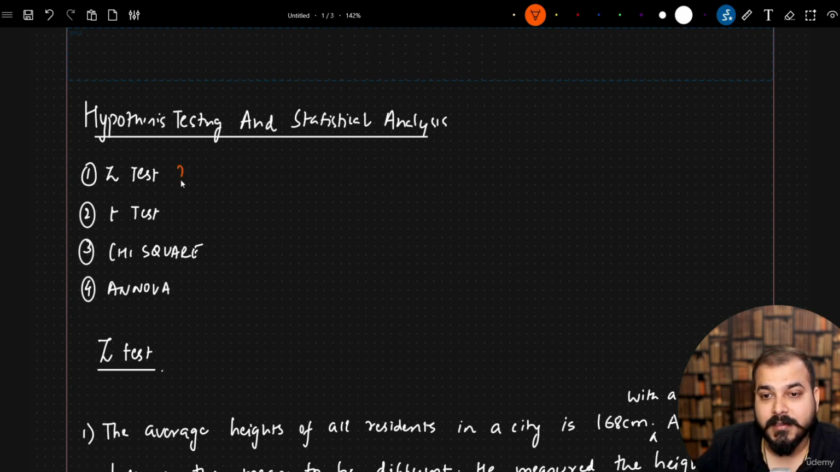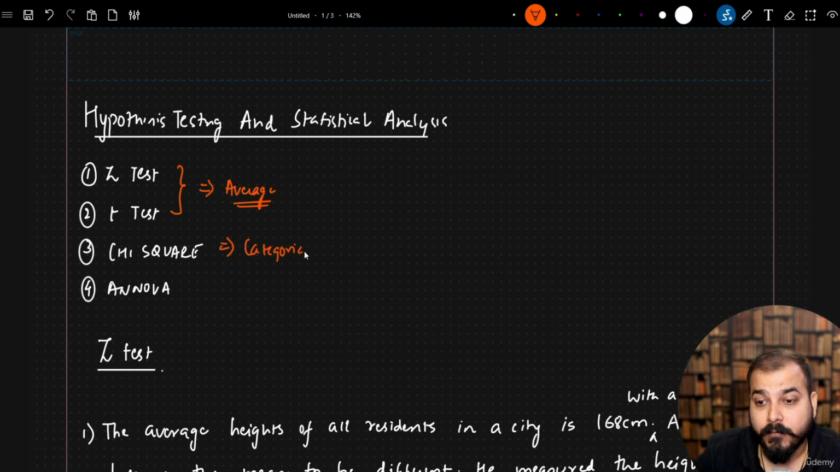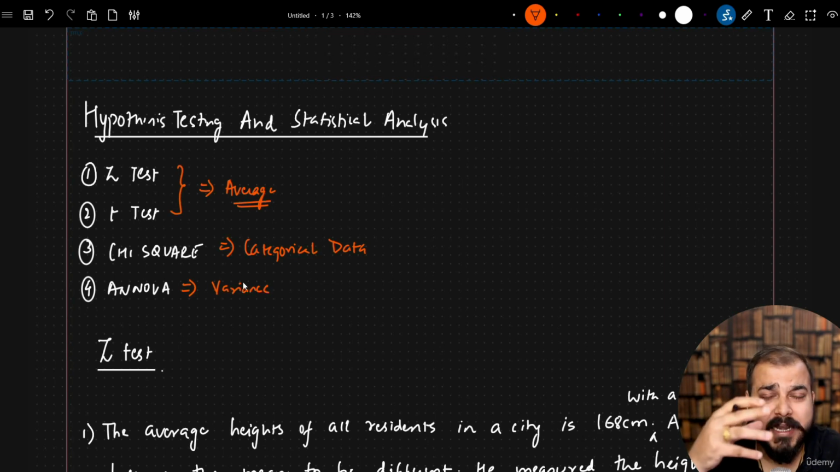Now in all these tests, both Z-test and T-test are specifically with respect to data dealing with average data, right? Sample average, population average. It will help us find out something with respect to the population. Chi-square test is specifically used for statistical analysis of categorical data. And ANOVA test is specifically for variance of the data. So all these things we will be using, and over here we will try to estimate a population parameter, and see whether with just the sample data we can come up with some conclusion regarding the population data.